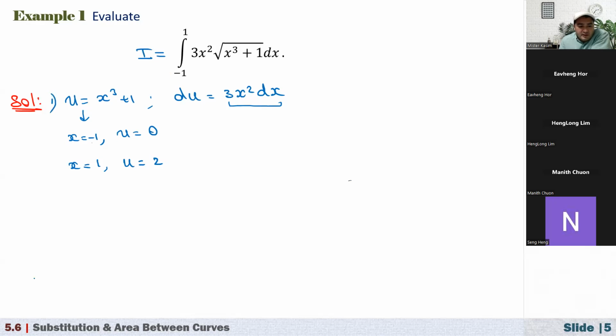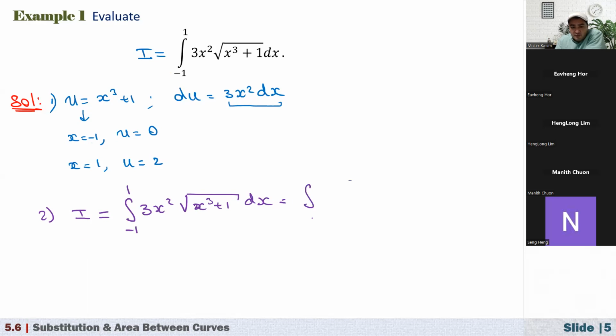That's the first part. The second step: we can evaluate this integral. So the integral from -1 to 1 of 3x squared times the square root of x cubed plus 1, dx, takes this form, everything in terms of u. So u is changing from 0 to 2, right? And the square root of x cubed plus 1 is equal to square root of u. And 3x squared dx is du.